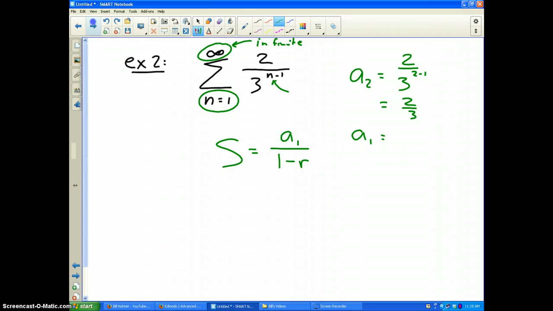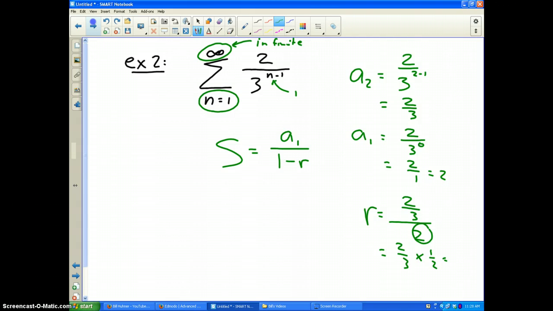Then I need to find the first term. So I'm going to put the number 1 in for n, and I get 2 over 3 to the 0 power, which is equal to 2 over 1, which is 2. So my common ratio r is 2/3 divided by 2. Now, you all know when you divide by a fraction, you invert and multiply. So that's like multiplying by a half. The 2's cancel out, and I get my common ratio is 1/3.